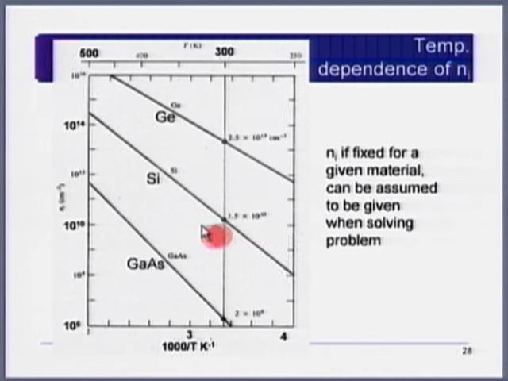In reality, at room temperature, the concentration of intrinsic carriers in silicon is 1.5 times 10^10. As we discussed, germanium has a lower band gap and therefore it will have higher concentration. Gallium arsenide has a higher band gap. Higher band gap means more energy is required, therefore the concentration of electrons and holes at room temperature because of the thermal excitation is lower.